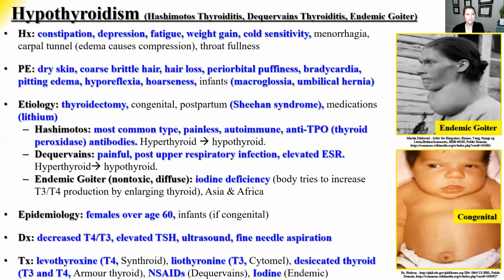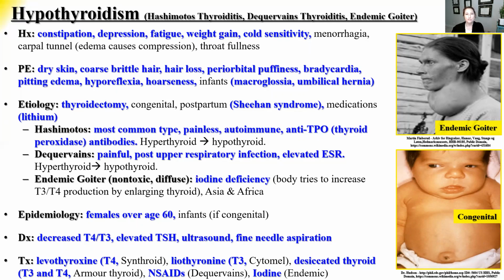Hypothyroidism. There are 3 diseases that belong in this category, and I'm going to talk about them separately, but I want you to learn them together. So Hashimoto's thyroiditis, De Quervain's thyroiditis, and endemic goiter. I want you to think about a sloth for hypothyroidism. So we thought about a chihuahua for our hyperthyroidism. Hypo, everything's slowed down. So kind of think about a sloth.